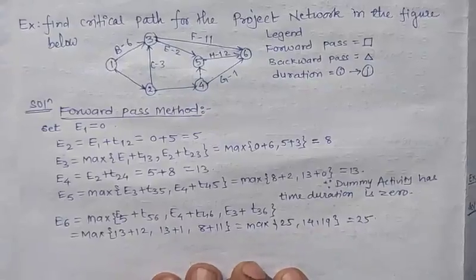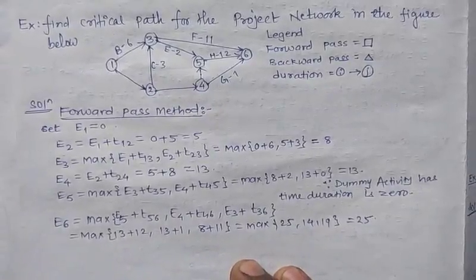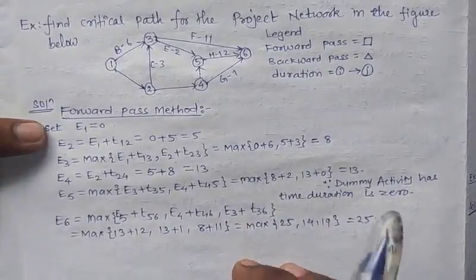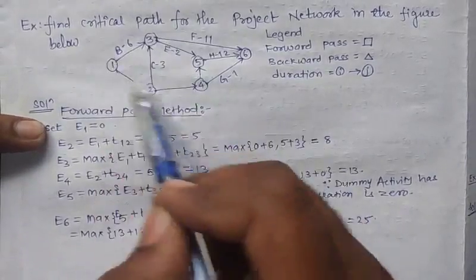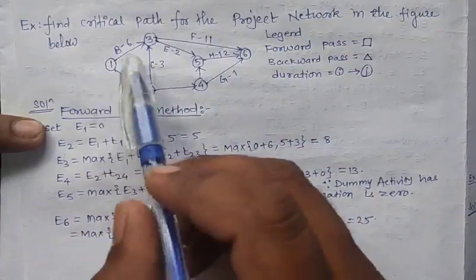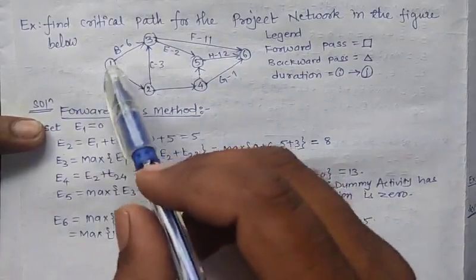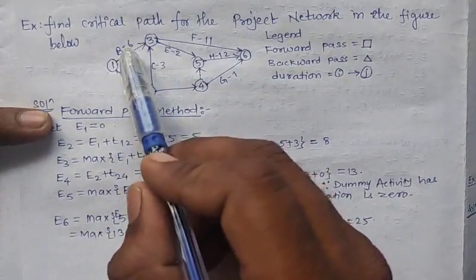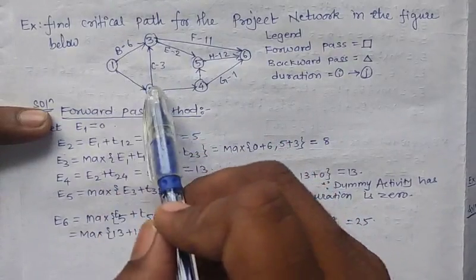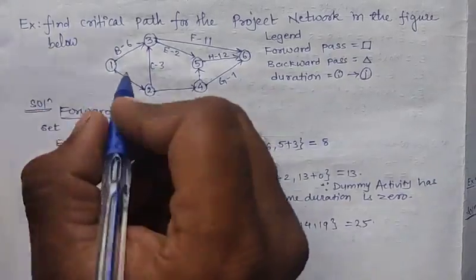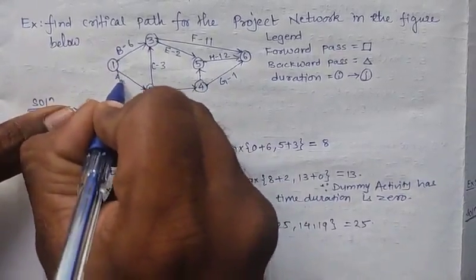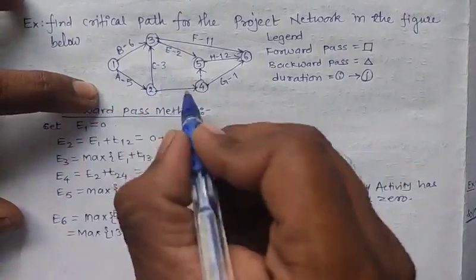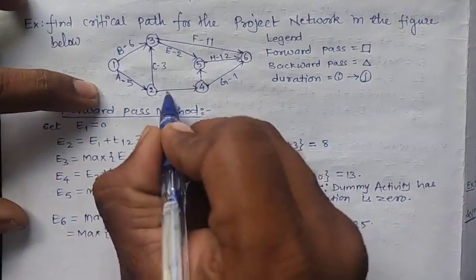In this lecture, we are going to see one more example to find out the critical path of the project network in the given diagram. Now, this is our given diagram. We have given activity 1 to 3 having distance, or length, 6, 1 to 2, which is activity A, is 5, and here A, B, C, and this distance is D.